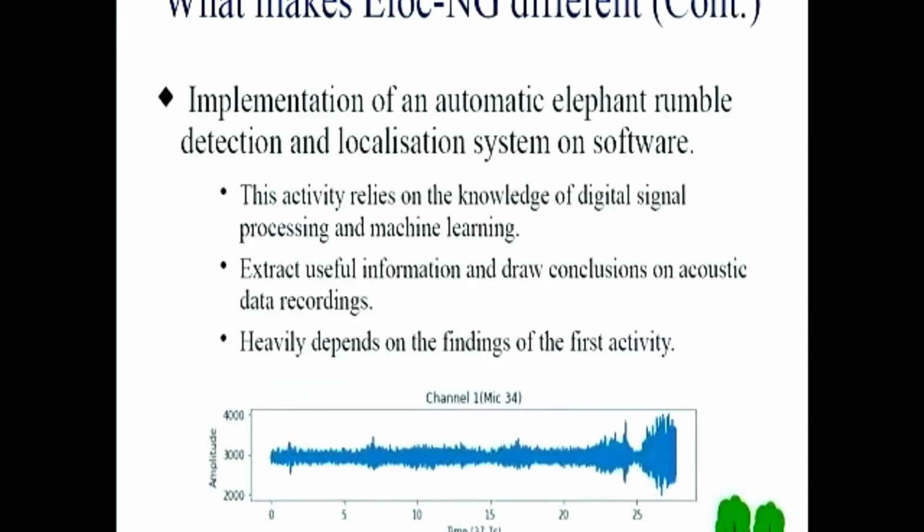The second part of this project is to do machine learning classification to identify the rumbles that the elephants use to communicate with each other. In that case, we need to use lots of modulations and some machine learning classifications to identify the rumbles that they choose to communicate. And we have done some preliminary tests on that part also.